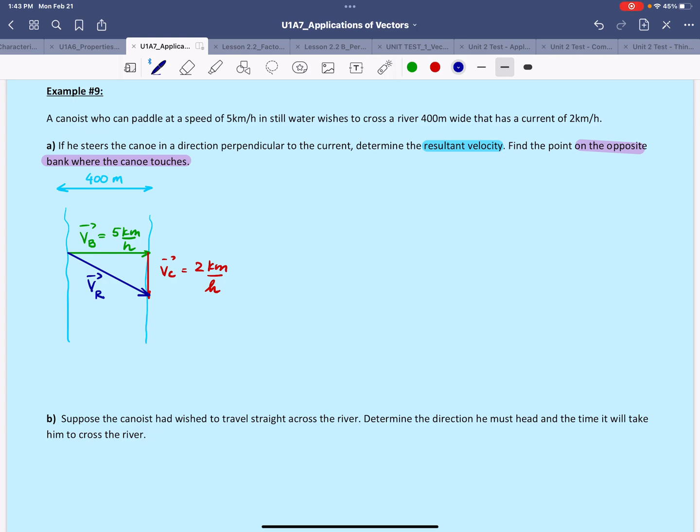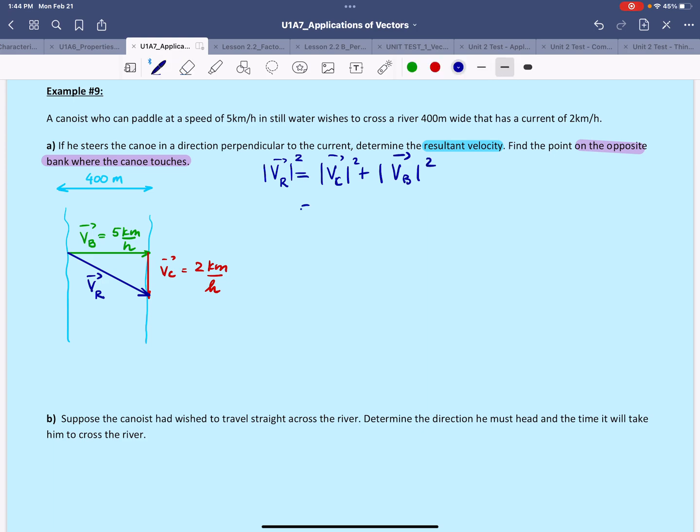Again, it doesn't really matter what symbols we use as long as we are consistent and use the same in our solution. So our job now is to find the magnitude of VR and the direction of VR. So I'm going to start off with the magnitude of VR. I know that VR is located in this triangle, and it plays the role of a hypotenuse, and we have the other two sides. So simple Pythagorean theorem is totally fine. So we'll write that VR squared equals VC squared plus VB squared.